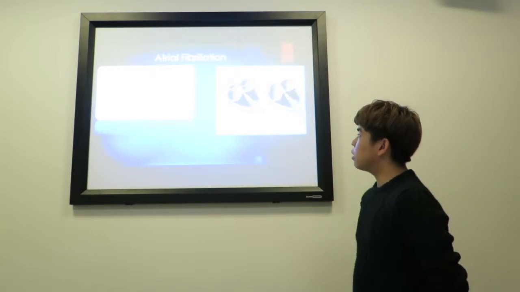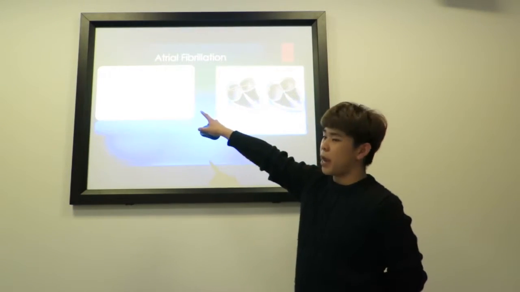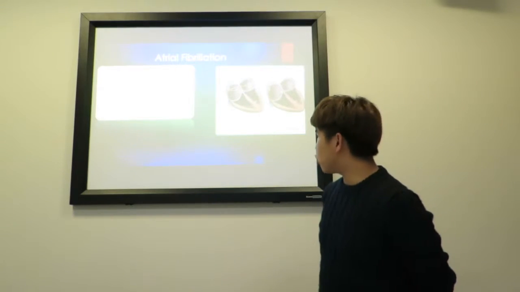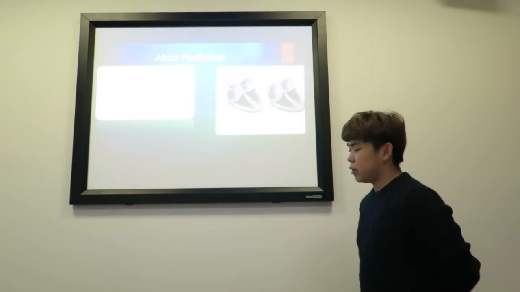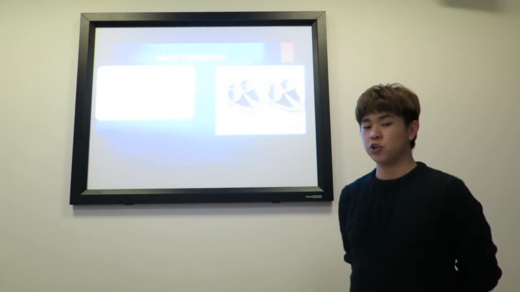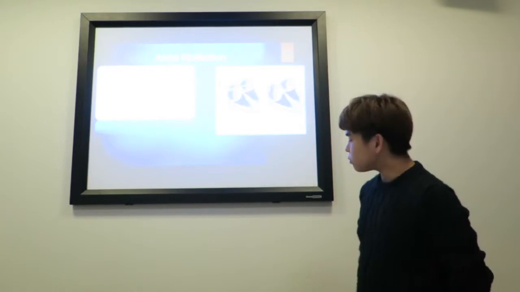And you can see in here, in the upper waves, there are a lot of sporadic and very short bumps, and this basically shows the quivering of the atria, and this shows that the atria is not fully contracting when you look at the ECG waves.